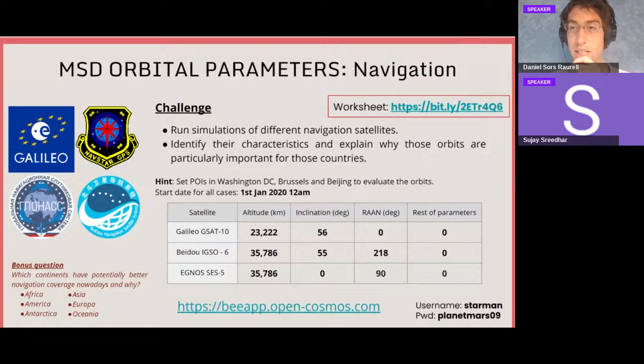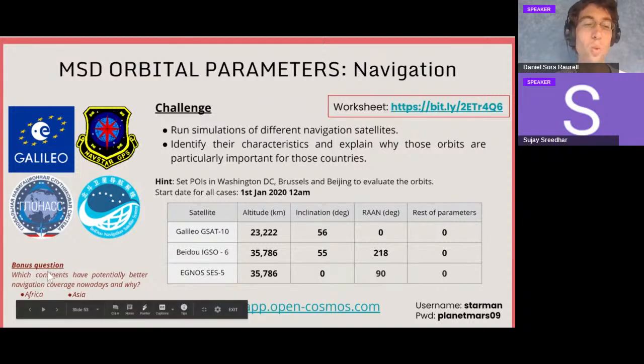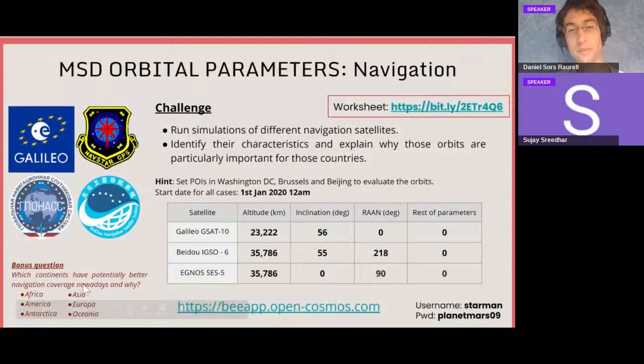So the concept here is the same. Open another Google Chrome or Mozilla tab, and try to launch these simulations. You have this in your worksheet. So if somebody can help me by sharing this link again, so you can download this in PDF, that would be great, because there you have all the steps explained. So you have to launch 3 different simulations to be able to answer this question.